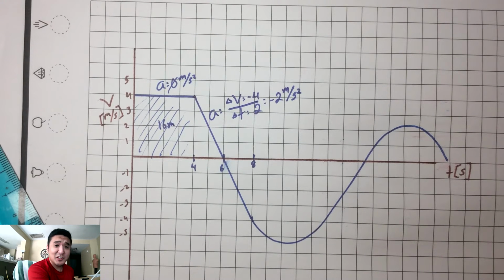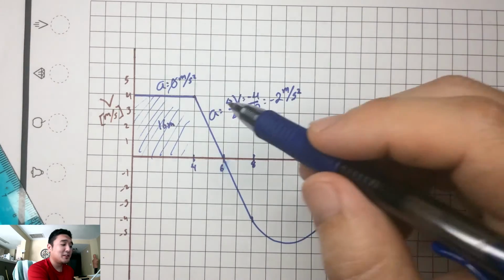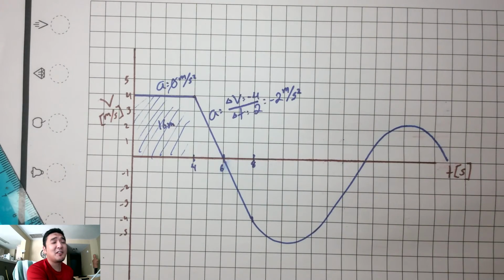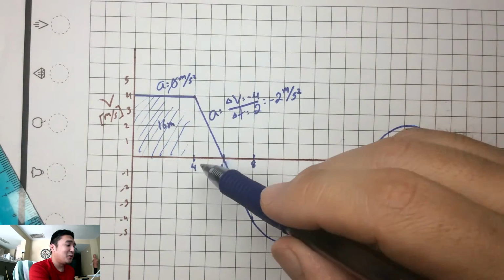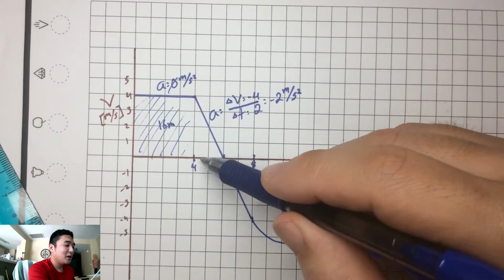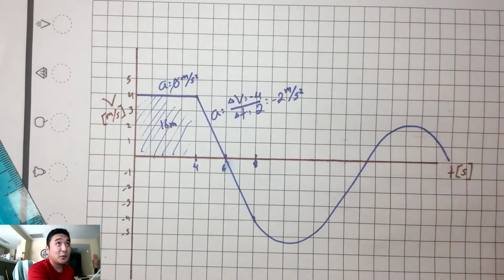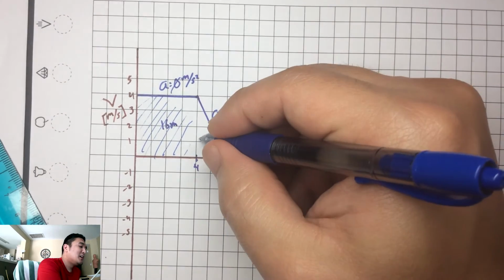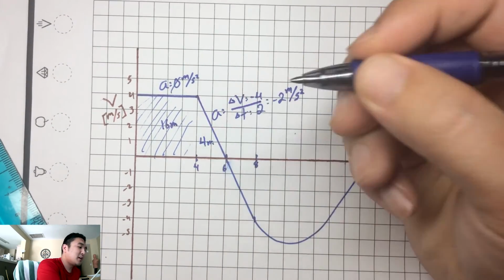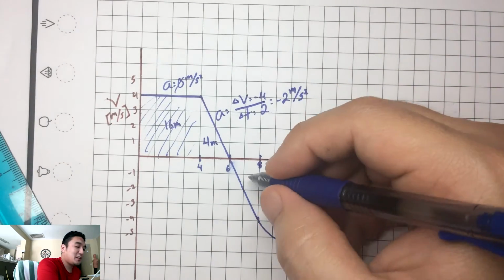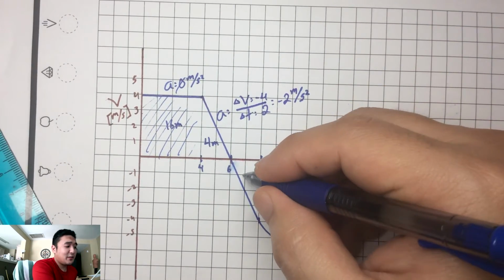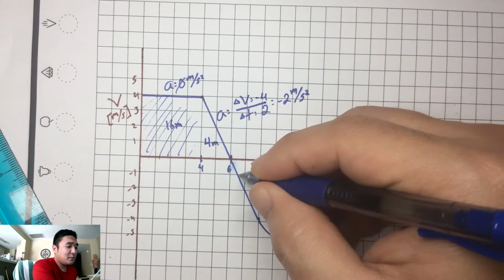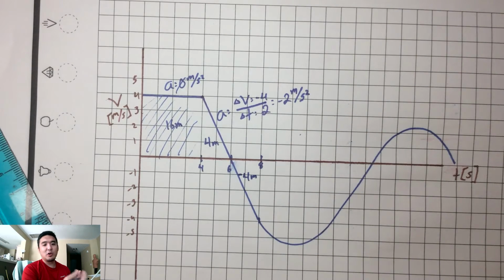All right, let's look at the area. The area of this thing, it's a triangle. It's 1/2 base times height. Take the area of a rectangle, cut it in half. So we have a base of 2. We have a height of 4. 2 times 4 is 8. Cut that in half, you get 4. So 4 meters there, displacement. And then you have an identical triangle, which is going to give us 4 meters here, but negative displacement. So we go back the other way.